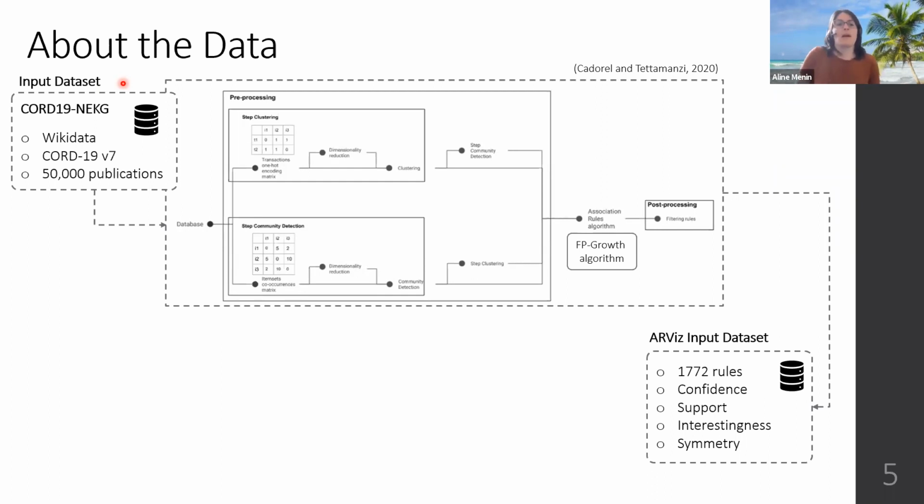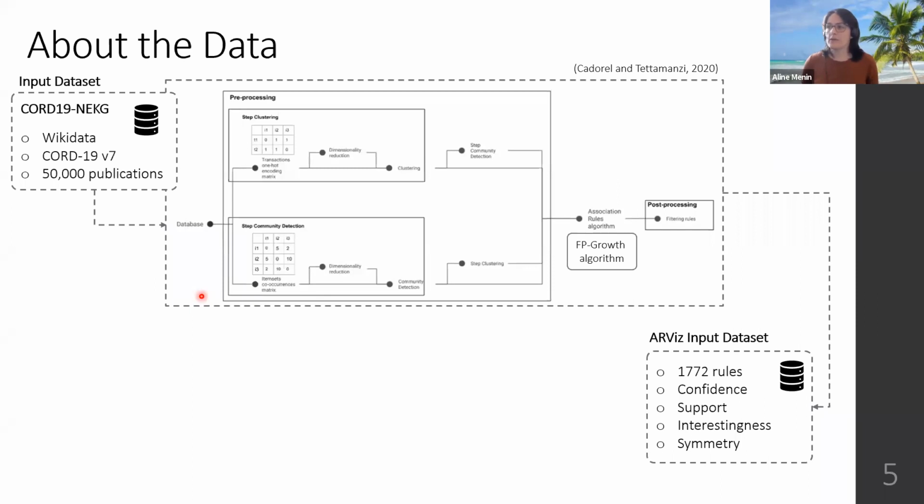At the time of this project, for the COVID on the Web dataset, we were using the 7th version of the CORD-19 dataset that contained 50,000 publications. To have an idea, today we have more than 200,000. The mining process defined, as I said, transactions as publications and item sets as named entities, and uses 4 clustering approaches. The idea is to use these clustering approaches to extract more interesting rules.